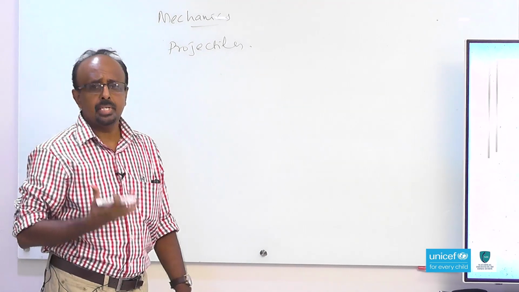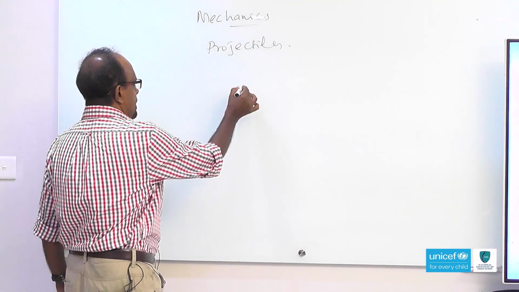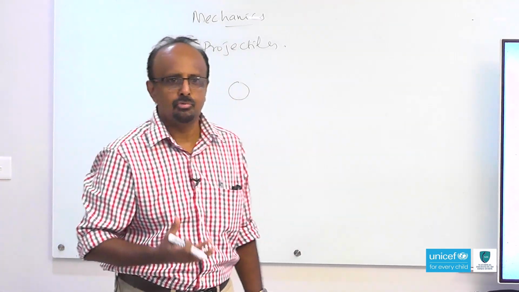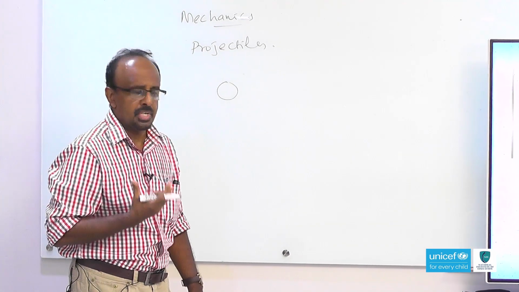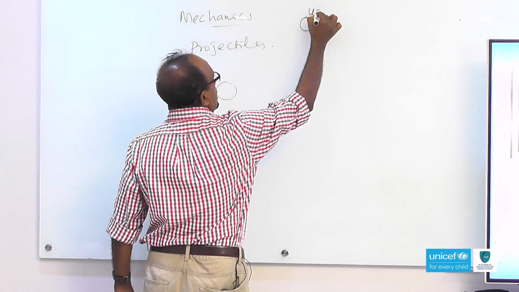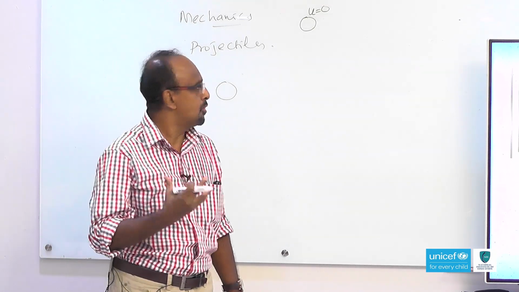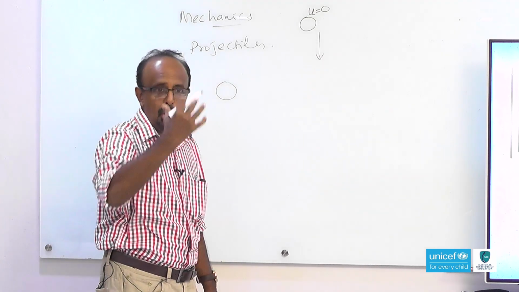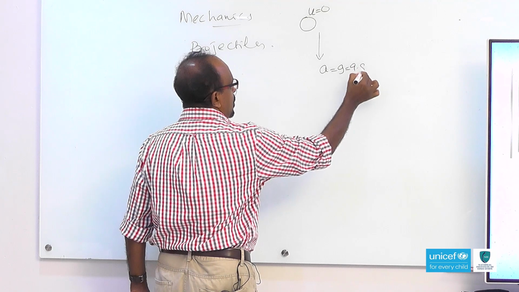So when you are just starting about projectiles, what is a projectile? A projectile is a body which is thrown or fired from a certain point. When you are doing projectile motion, first we start with dropping a body from rest. When you drop a body from rest, we know that it is moving vertically downwards with an acceleration of 9.81.